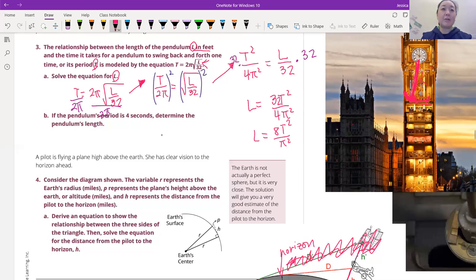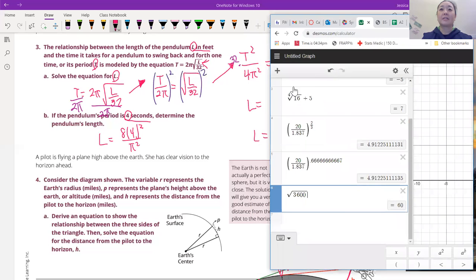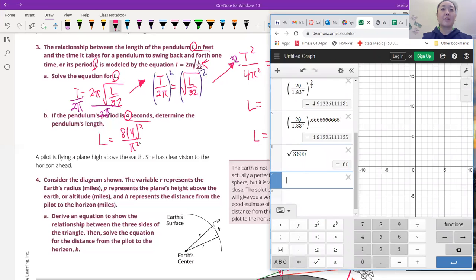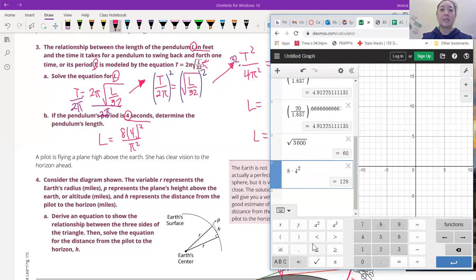That's it. So it says if the period is 4 seconds. Okay, so 4 seconds, that's talking about the T right here. So L is equal to 8 times 4 squared over pi squared. We're going to have to use some decimals here. Let's take a look. We're going to go 8 times 4 squared, just like that.